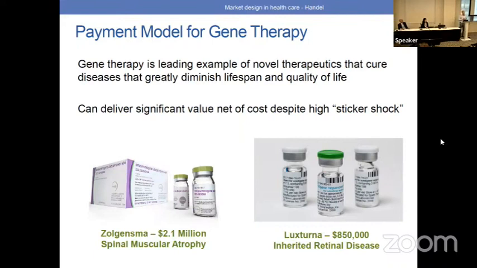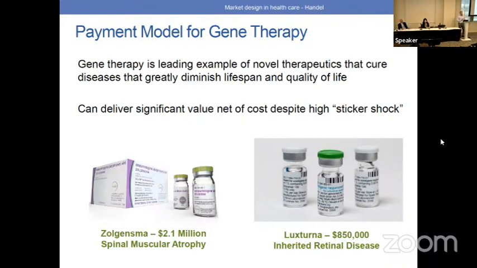Two examples I have listed here, both approved drugs. One is Zolgensma, which is a drug for spinal muscular atrophy. This is a drug that's given to children for a very debilitating disease. This drug costs $2.1 million. So you can see the sticker shock element here. But it's a drug that really helps mitigate a lot of the very negative symptoms associated with this debilitating disease.